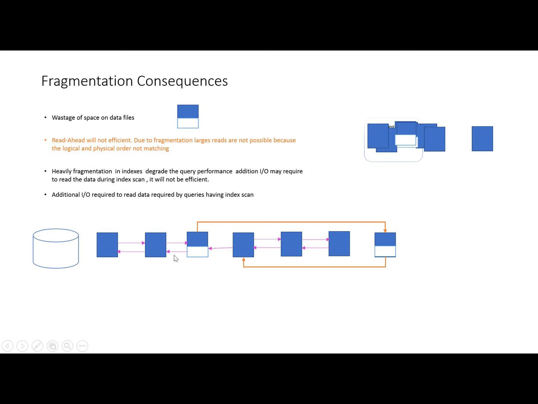Another consequence of fragmentation is that heavy fragmentation in the index degrades query performance. How will query performance be degraded due to fragmentation? Because more input output is required to read the pages, like we have seen with the read ahead on fragmented pages. The physical and logical ordering does not match, so it takes more time to read the pages, so more input output cycles are required. Additional input output is required to read data needed by the query during the index scan. So these are the consequences of fragmentation.